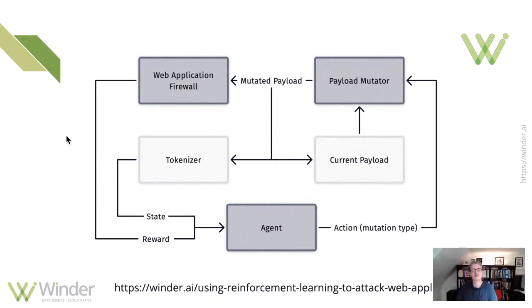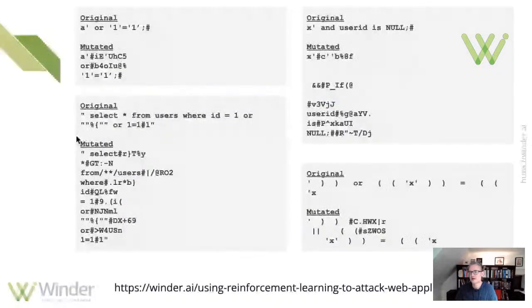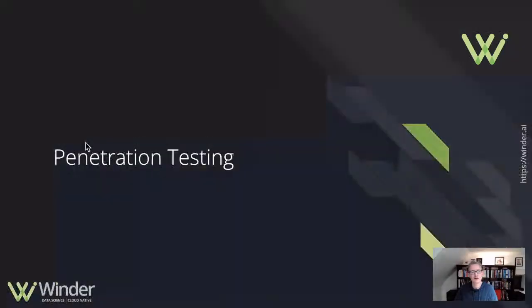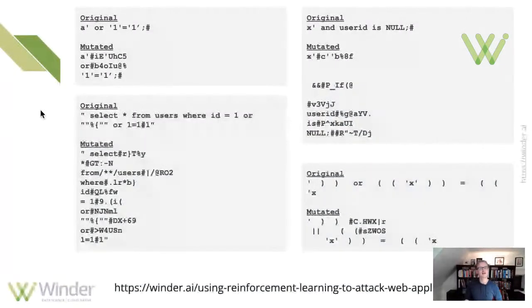We tested it on a number of firewalls, and obviously some were better than others. These are some of the examples that were generated by this automated agent. We've got two things to look at here. We've got an original query, which is at the top, and then a mutated query. The original is a known pattern that is used by attackers for various reasons.